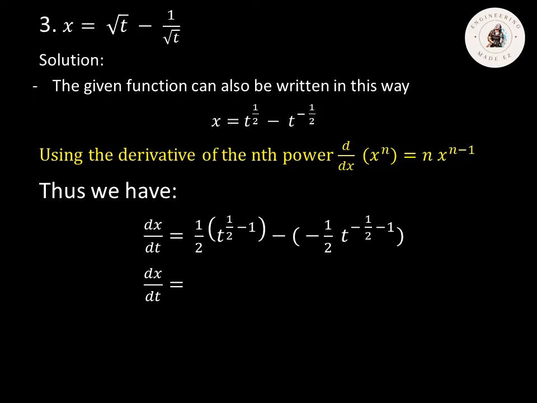Simplifying this, we have the derivative of x with respect to t is equal to, for 1/2 times t raised to 1/2 minus 1, we have 1/2 times t raised to negative 1/2.